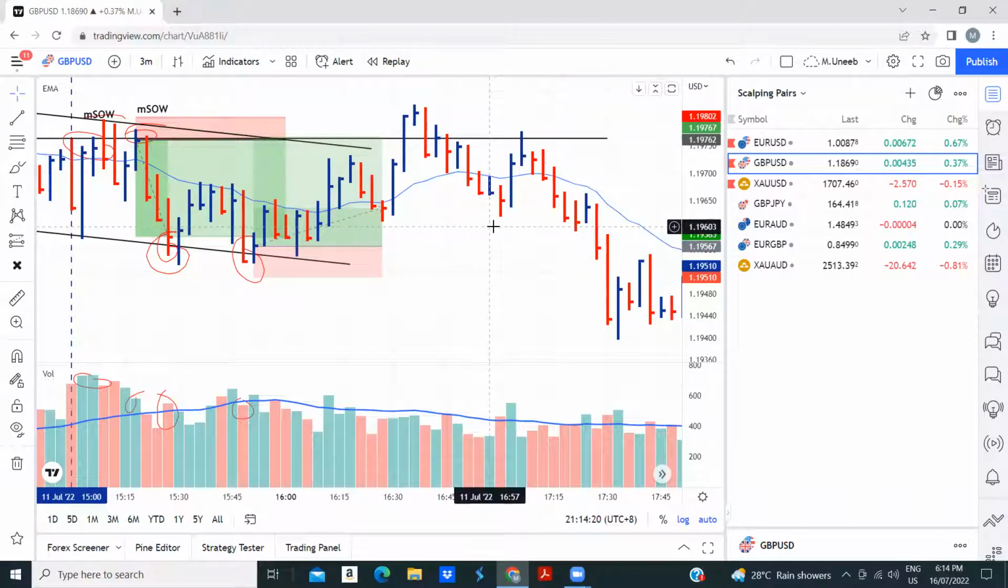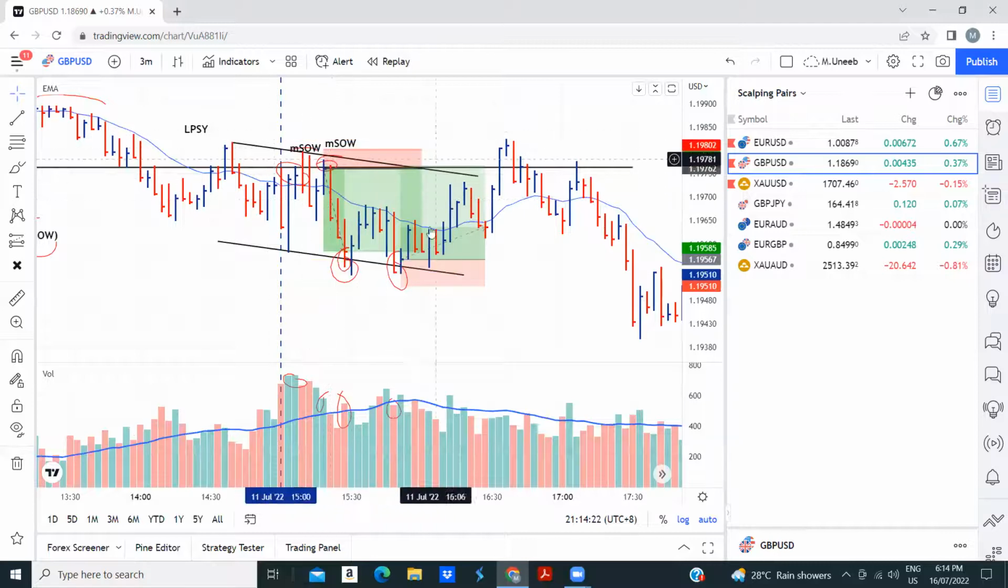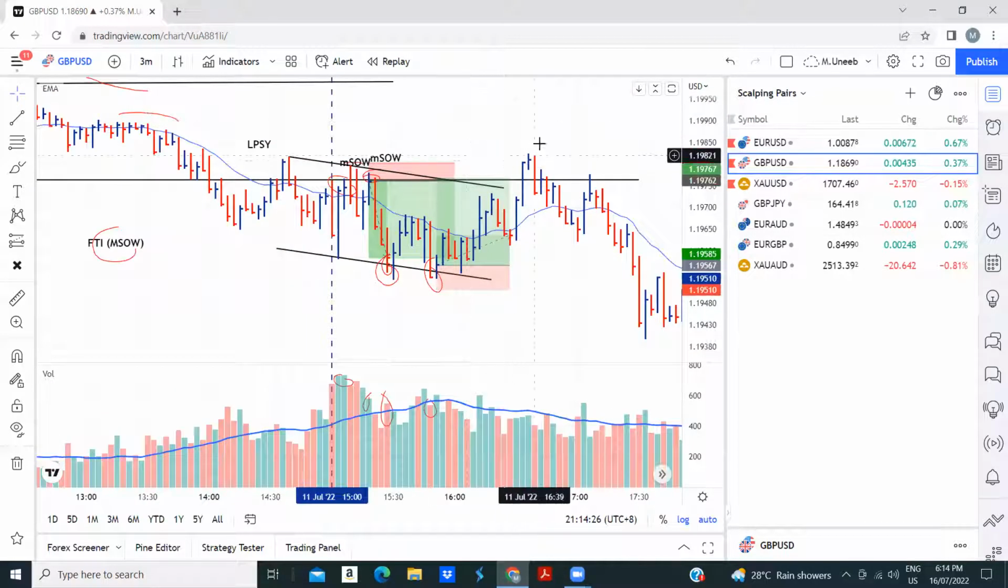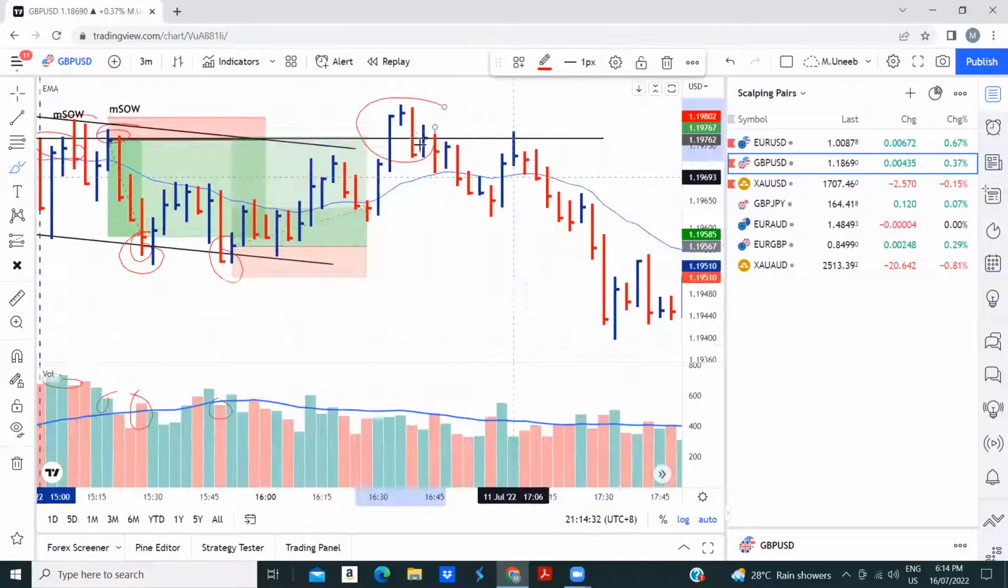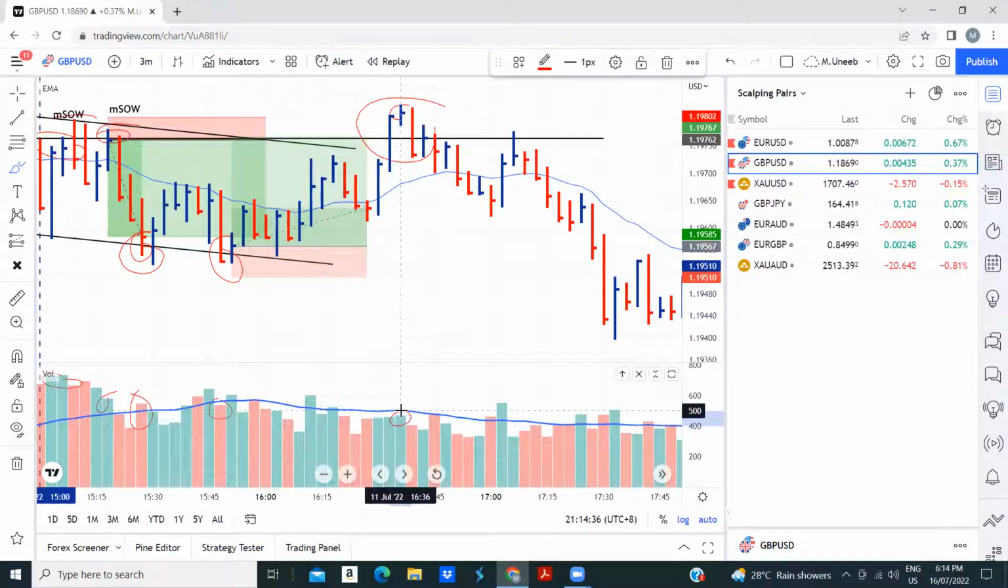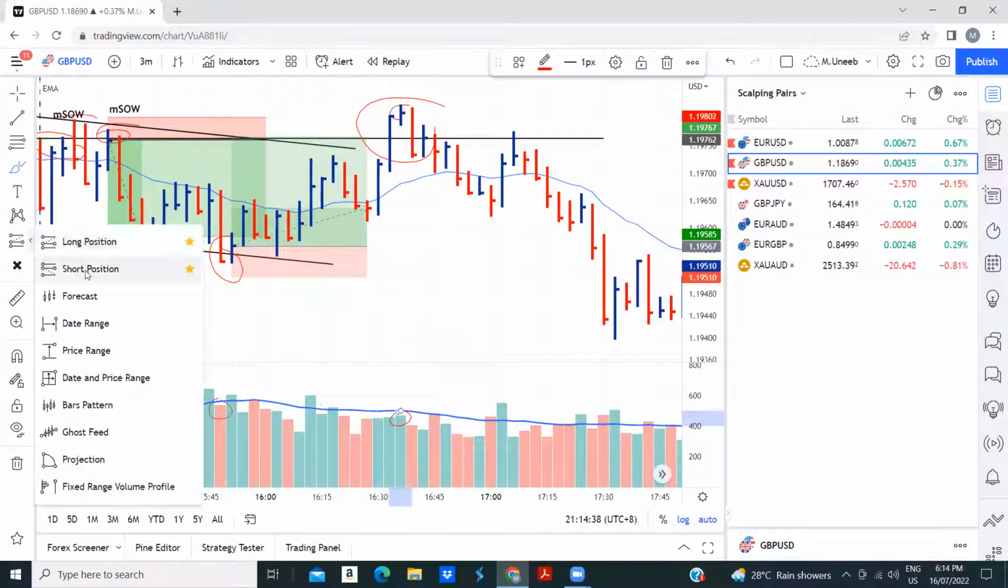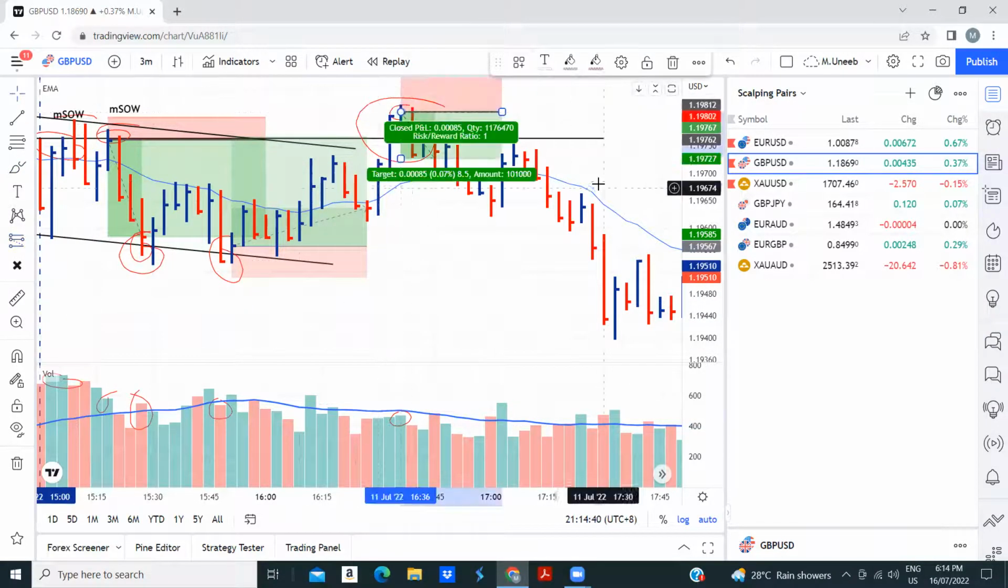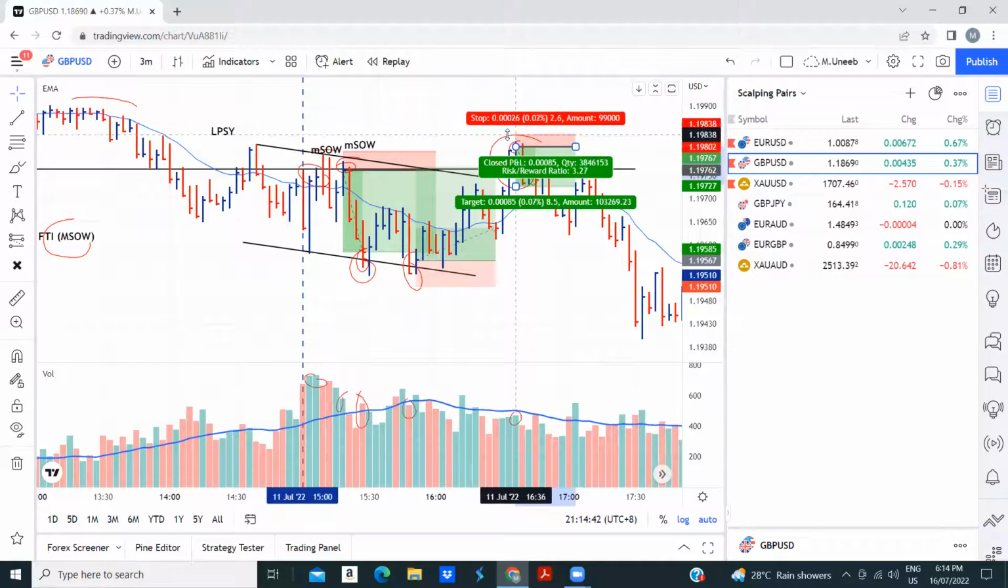Now you know this is the whole redistribution structure here. Now the price again comes back and tests this region again, this ice. What do we notice here? Again, after effort, no result. You can take another short trade, placing a stop loss just above the last high. This is a major high, so the last high was this one and this one.